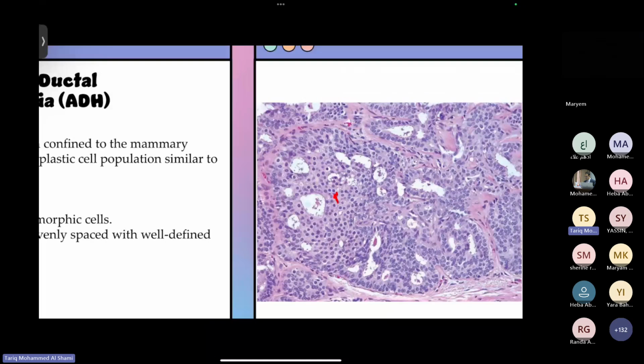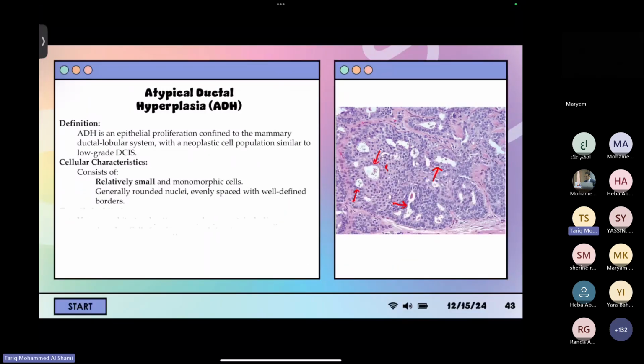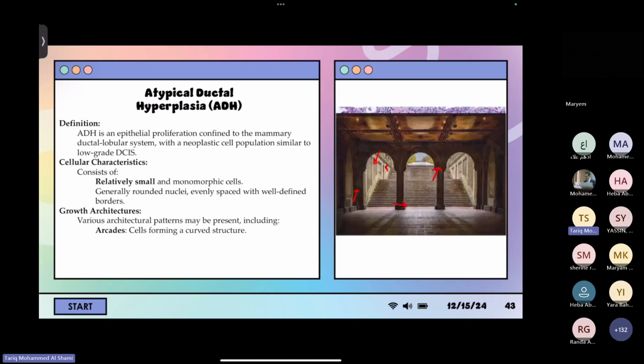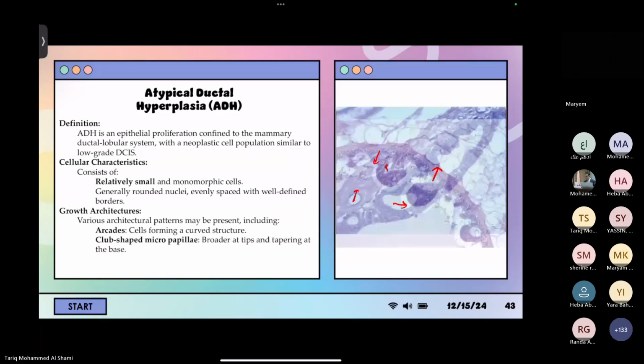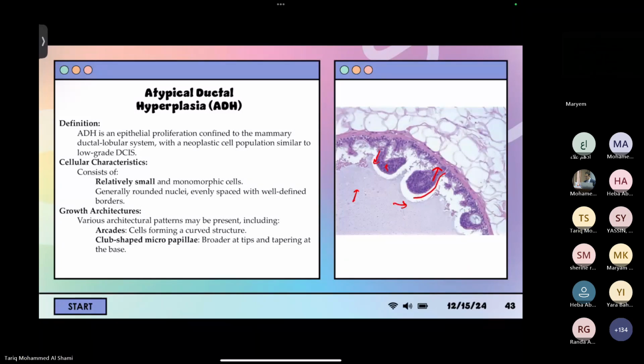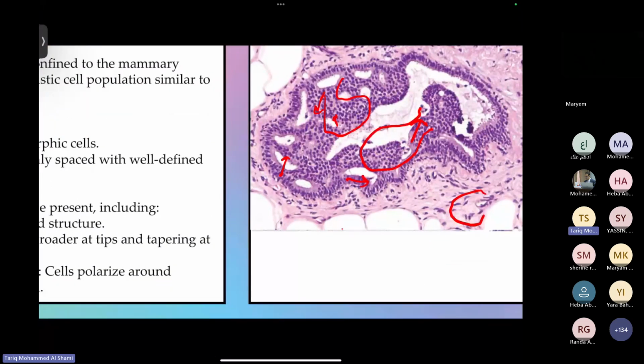In contrast to the usual ductal hyperplasia, there were no well-defined cell boundaries, or what is called a syncytial pattern. And here the cells are polarizing around the fenestra, arranged in growth architectures like solid with fenestration, or arcades like this, or club-shaped micropapillae like this slide, or solid with fenestrations like this slide.